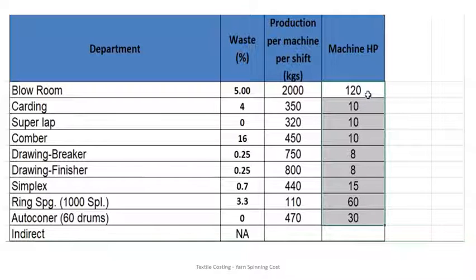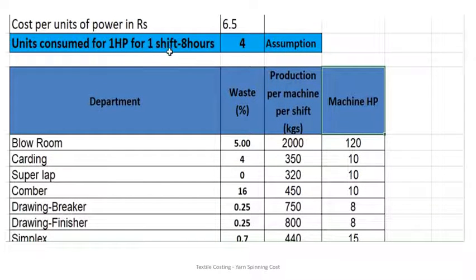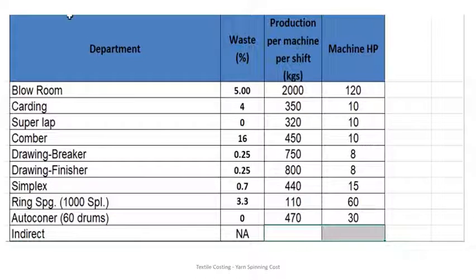In the last problem, we saw the direct units given for 8 hours production. Here machine HP is given, so we need to calculate the production per machine per shift based on HP, for which we have an assumption. If 1 HP works for 8 hours shift, then the units consumed is 4. So with this assumption, we have to calculate. So we have the indirect power, it is taken as 80 HP totally.